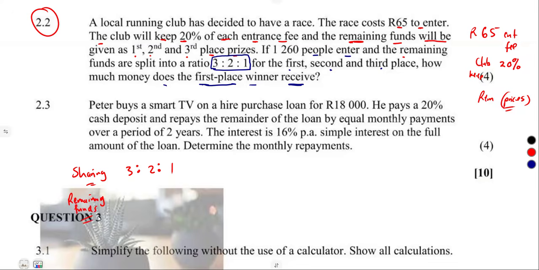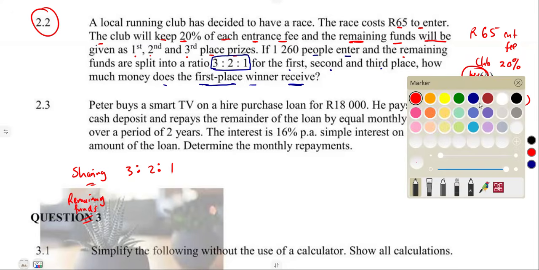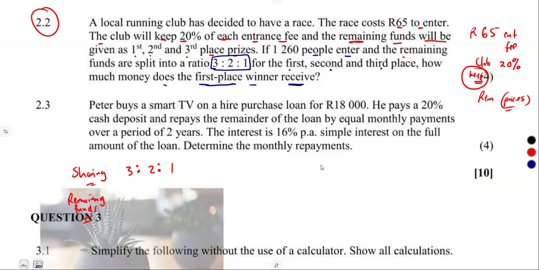What is remaining after the club has taken 20%? They are going to keep 20%. So that is it, guys. Let us consider first the total cost, the total amount, from this 65 Rand to enter. This is our entrance fee. So that's going to be 65 Rand per each person.